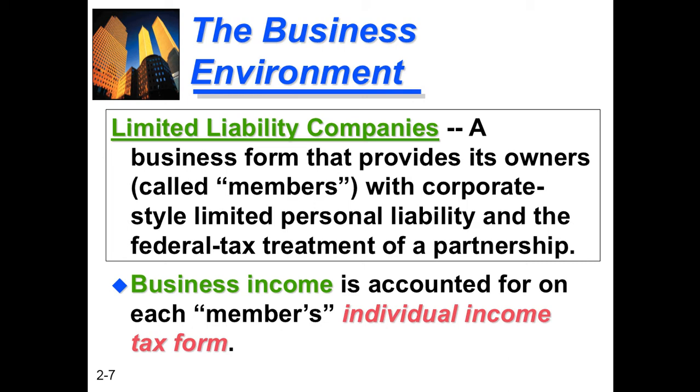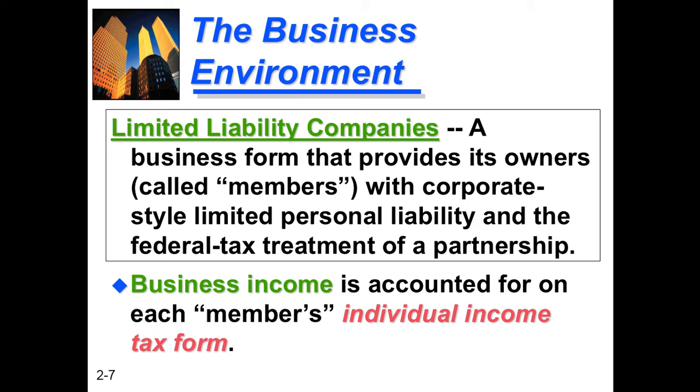The fourth form of the business is limited liability companies, LLCs, or limited liability corporations, a business form that provides its owners, called members, with corporate-style limited personal liability and the federal tax treatment of a partnership. So it is the combination of partnership and corporation. Why? The business style is the same as a corporation, but its tax payment is the same as a partnership.